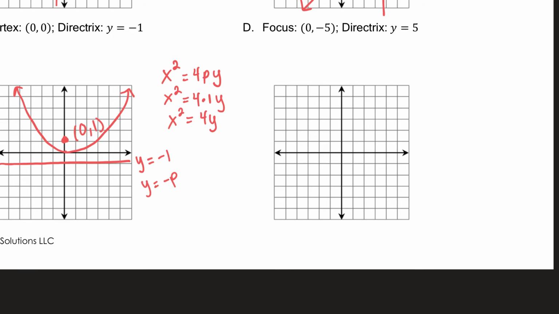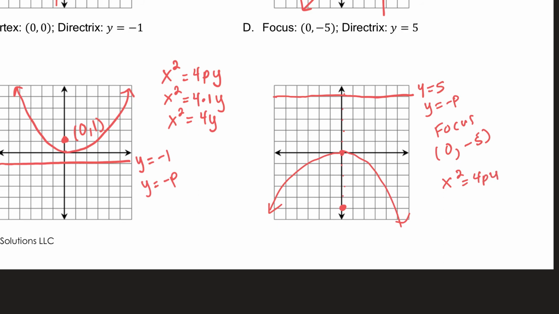So for D, we have y equals 5, so it's going to be 1, 2, 3, 4, 5. So here is our directrix. We have y equals 5, which is the same thing as saying y equals negative p. So our focus is going to be on the axis of symmetry. The focus is going to be 0, p. In this case, it's going to be opposite, so it's going to be negative 5. 1, 2, 3, 4, 5. We know that this is at the origin, so it's going to open down. And now we need to come up with the equation. So the equation is x squared equals 4p times y. So we have x squared equals 4 times p, which is negative 5, times y. So we have x squared equals negative 20y.